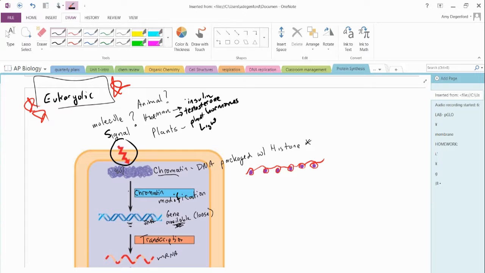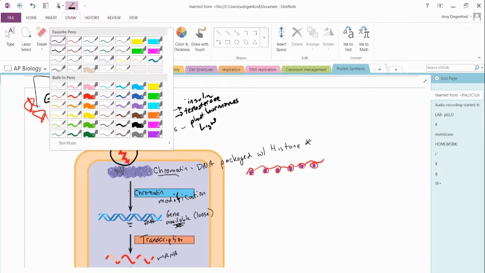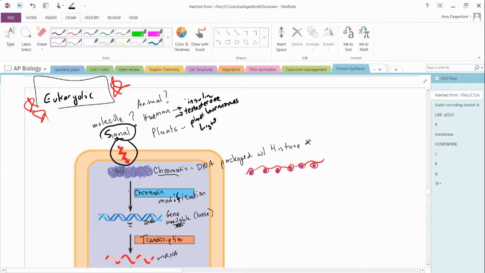So think about all the different signals that cause this to happen. They could be the length of daylight, the temperature, chemical signals like insulin and testosterone and plant hormones that all tell the cell you must suddenly make this or stop making this. So how does that happen?